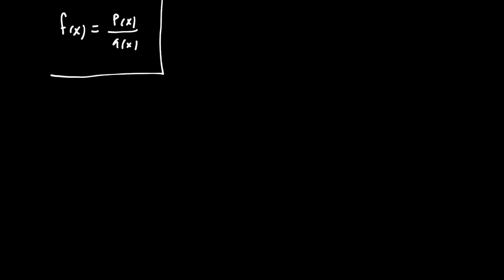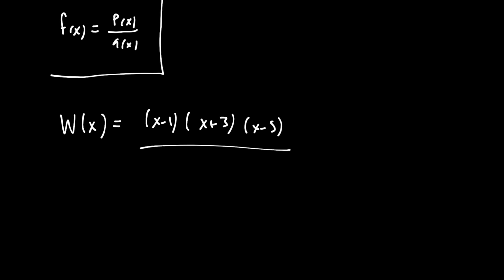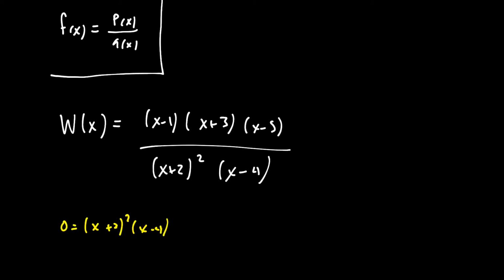So for example, suppose we're given w of x is equal to x minus 1 times x plus 3 times x minus 5 divided by x plus 2 raised to the second times x minus 4. Then this function is going to have a vertical asymptote when the denominator is equal to 0. So set the bottom equal to 0, and we'll get 0 is equal to x plus 2 raised to the second times x minus 4, which means we'll have a vertical asymptote at x is equal to negative 2 and x is equal to 4.